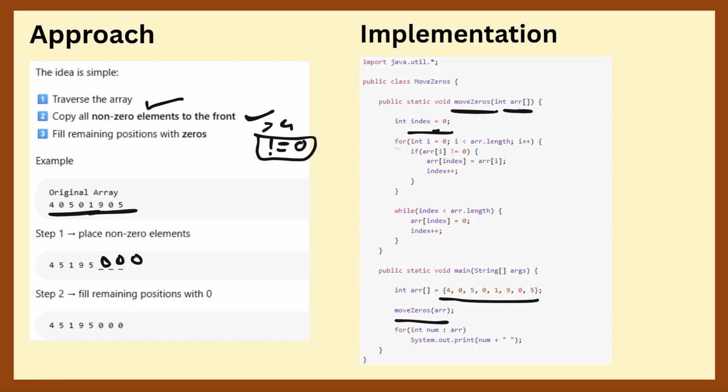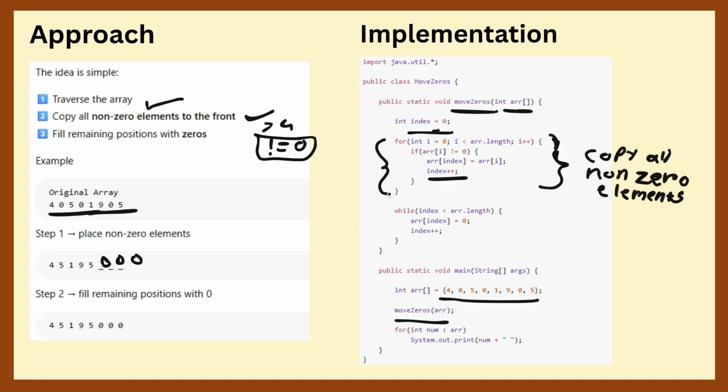For this, we take one for loop to traverse our array. We apply one condition: if array of i is not equal to 0, then and only then array of index equals array of i. So we put that element in the index position and we increment the value of index. This part of the program copies all non-zero elements.